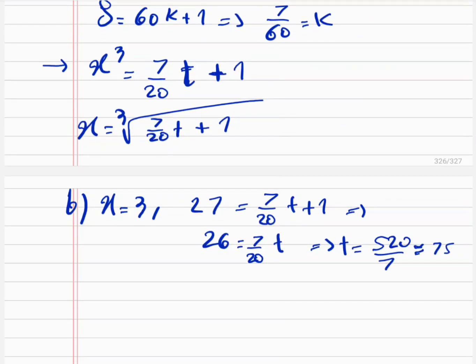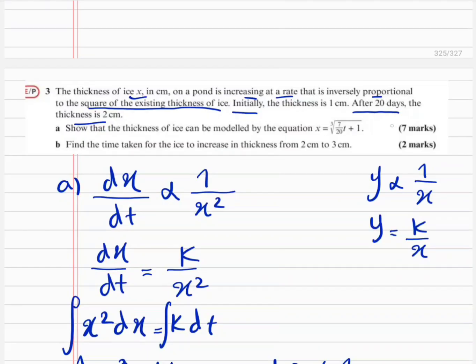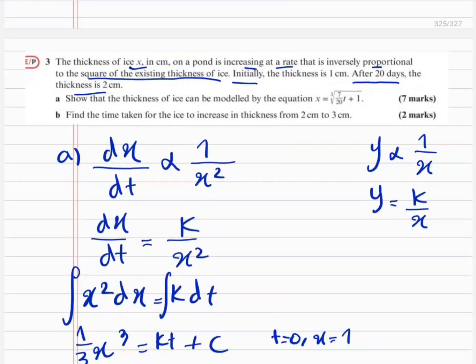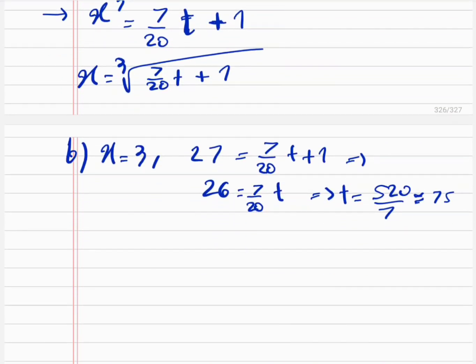Now remember that we said it takes 20 days for the thickness to become 2. So for a thickness of 3, it takes 75 days. If you want to know the time between the two thicknesses, we just subtract them. So 75 minus 20 is 55. So it approximately takes 55 days for the thickness to increase from 2 centimeters to 3 centimeters.